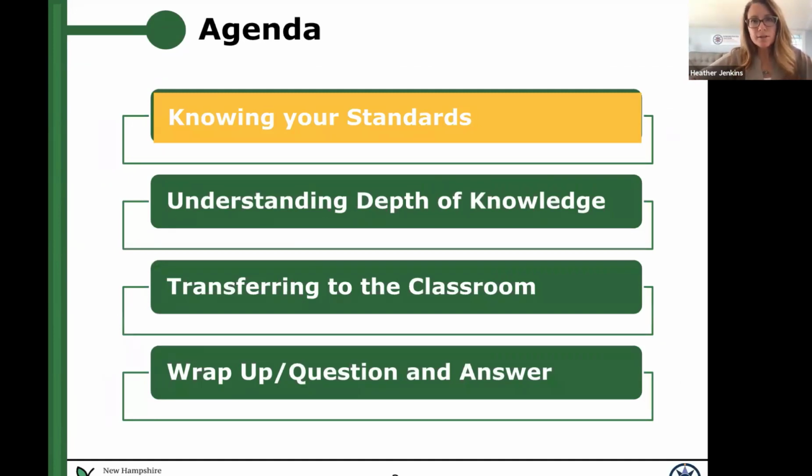So here's our agenda for today. The first thing we're going to be talking about is knowing your standards and just a general overview of the standards. Then we're going to go into understanding depth of knowledge, or what's called DOK. And then we'll talk a little bit about transferring the knowledge into the classroom, and then we're going to have some wrap up. I am going to turn my camera off. It's a little distracting as we go. So here we go.